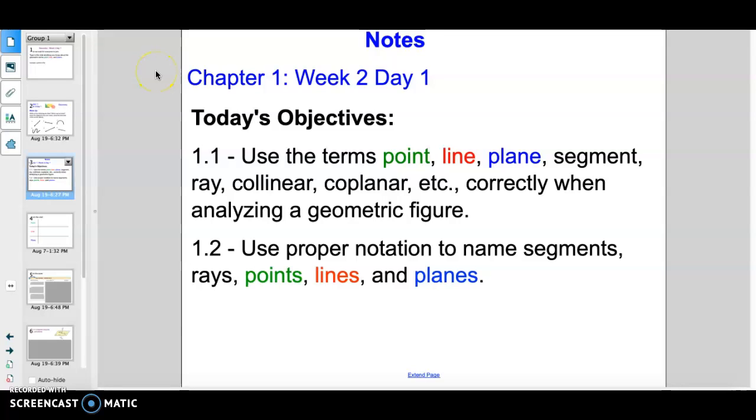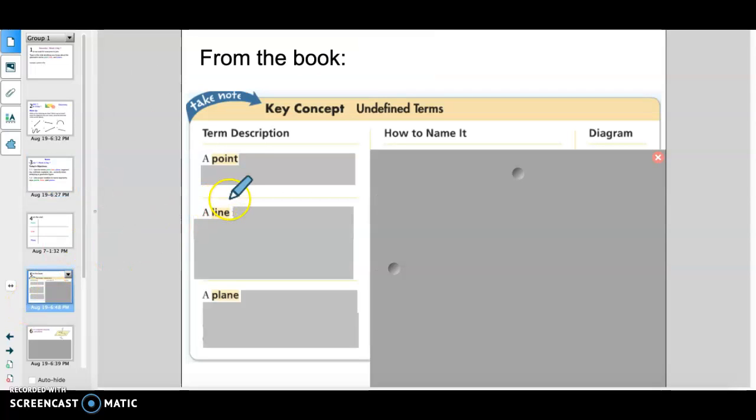The focus for today's lesson is talking about points, lines, and planes. So we're going to see what those look like and figure out how to properly use notation with them. So these are the definitions from the book. A point indicates a location and it has no size. These are undefined terms, things that have no size, so that's why they're undefined.